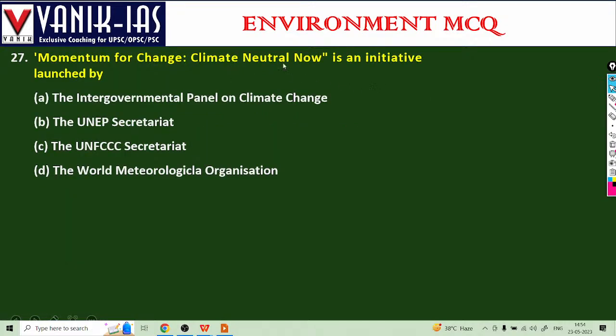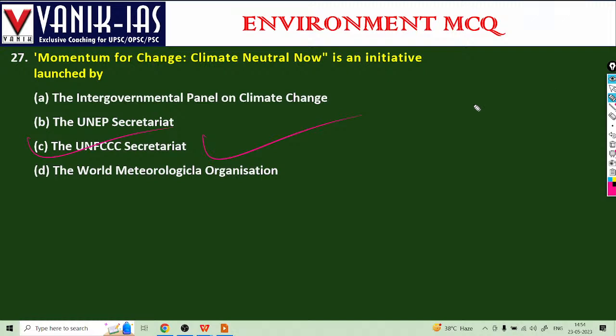Momentum for Change, Climate Neutral Now, is an initiative launched by the UNFCCC Secretariat. C is the answer. To counter climate change, C is the answer. The UNFCCC Secretariat has launched Momentum for Change, Climate Neutral Now, advocating for carbon neutrality.